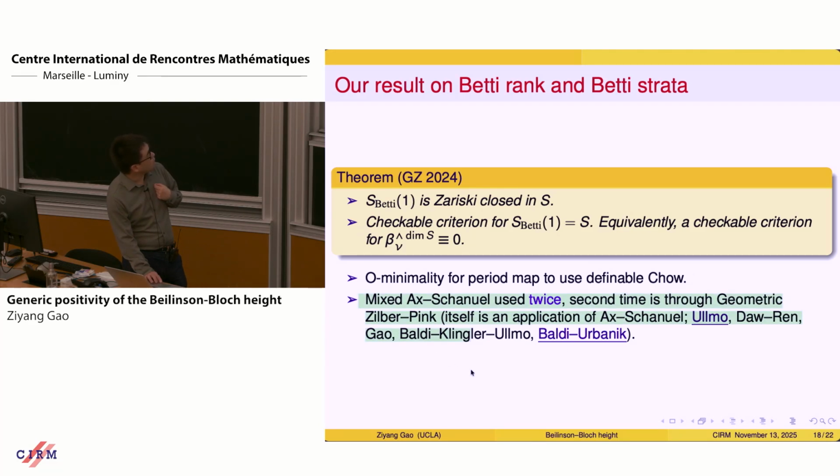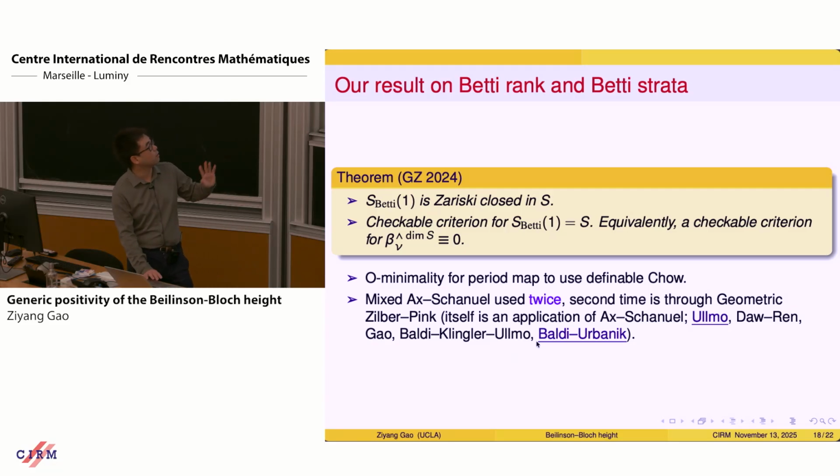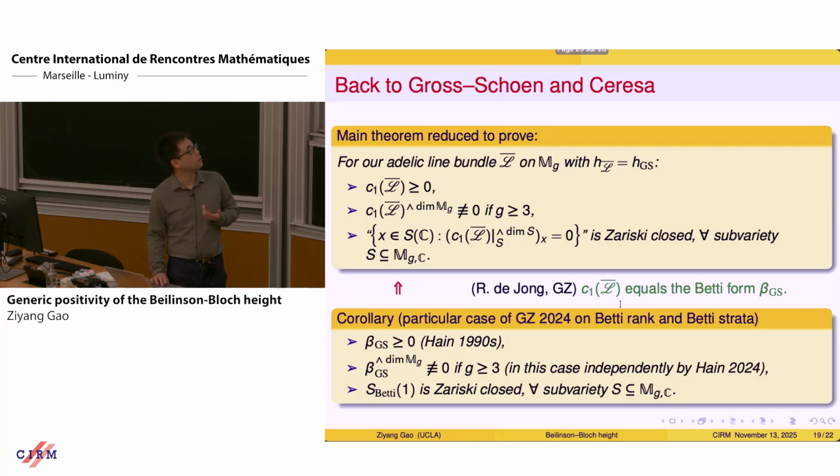And another key point is the functional transcendence result, and this is mixed Ax-Schanuel. It's used twice, and once through the so-called geometric Zilber-Pink, proved by many people. Okay, so now this is our goal, and we show that this curvature form is exactly the Betti form.